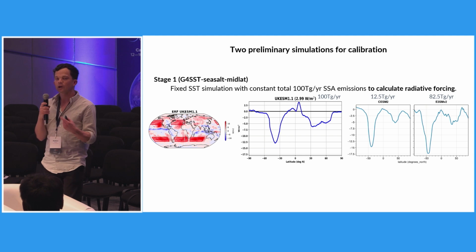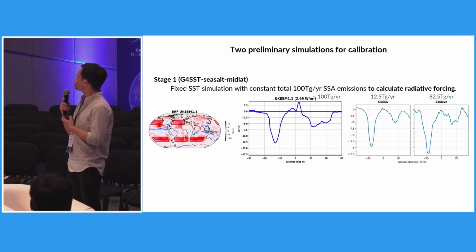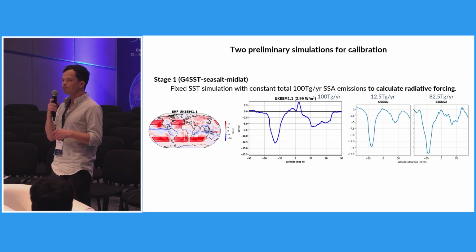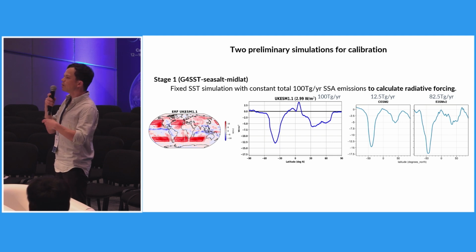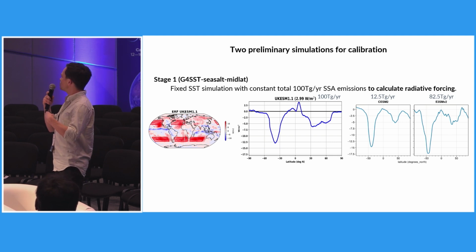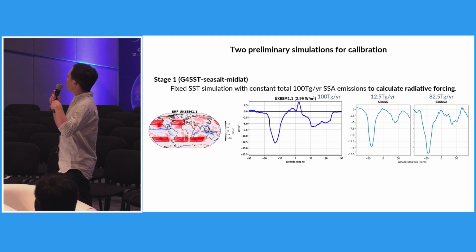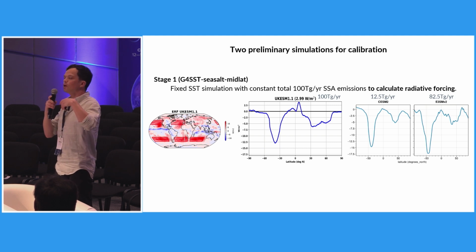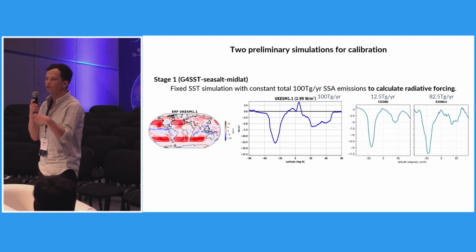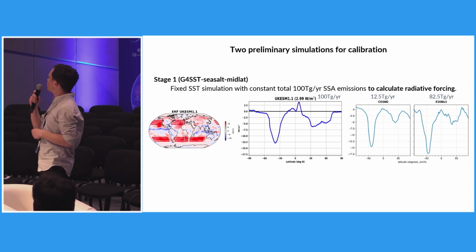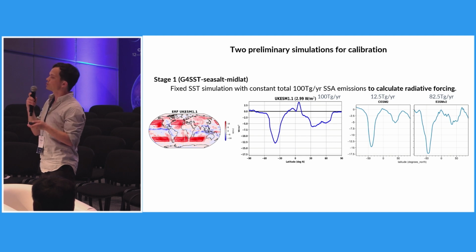In order to do that, we have 2 preliminary simulations to do. So the first is what we call a fixed SST simulation. So that's an atmosphere-only simulation where the sea surface temperatures are fixed, and we do the emission of aerosols in these different regions. And that tells us how much forcing we are imposing on the model. So if we fix the sea surface temperatures and do the emission, you can look at the top of atmosphere radiation budget, and it basically tells us how much forcing that gives.